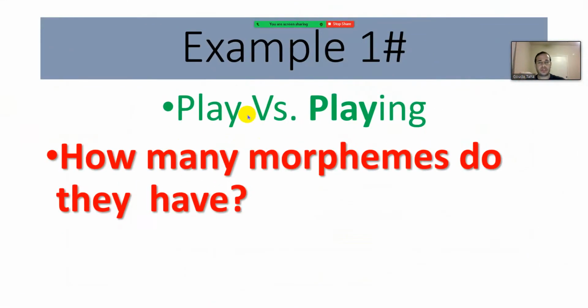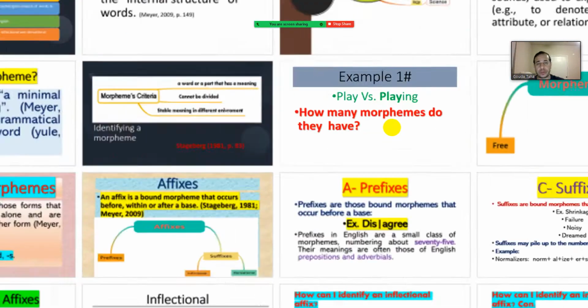Let's have an example. Here we have two words, play and playing. How many morphemes do they have? According to the definition we provided and the conditions provided by Stageberg, we could say that the first one includes just one morpheme. It has a meaning, cannot be divided, same meaning, different verbal environment. While the second one has two different morphemes. The first one is play, as illustrated in the first example. The second one has a meaning or does a grammatical function. In this case, it refers to the progressive aspect of the verb.